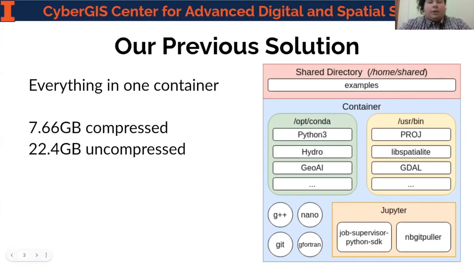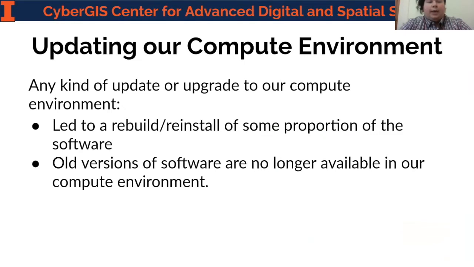We also utilized a shared directory, but we only really held example notebooks and data that was too large to distribute individually. The result was that the image was quite large. So this is 7.66 gigabytes compressed and 22.4 uncompressed. But that's not the biggest issue we had.